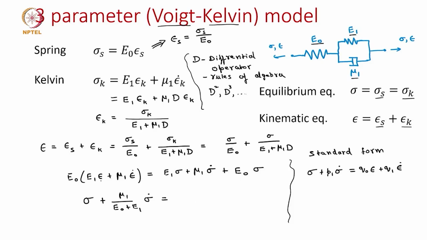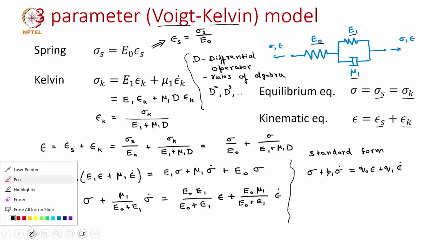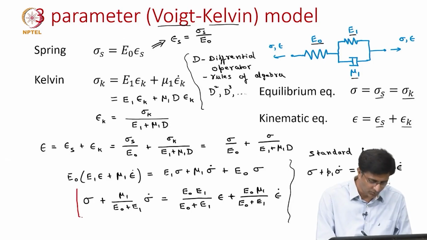Now writing the strain, the coefficient is E naught E1 by again the coefficient of stress, which is E naught plus E1 times the strain, and lastly the strain rate, the coefficients are E naught times mu 1, again the coefficient of the stress, which is E naught plus E1 times the strain rate. So, this is the constitutive equation of the 3 parameter model in the standard form.